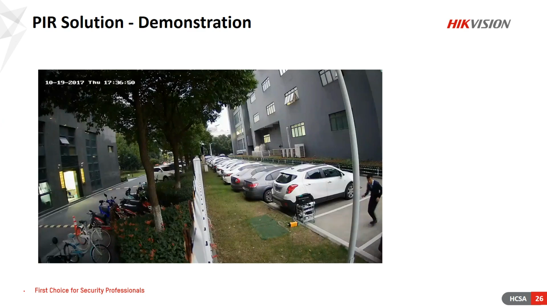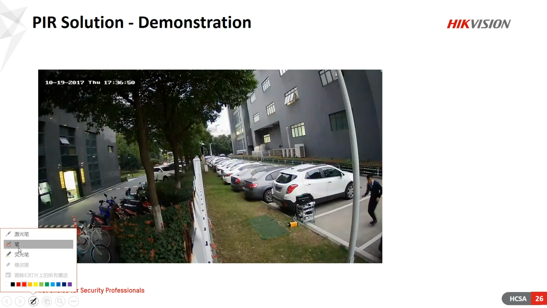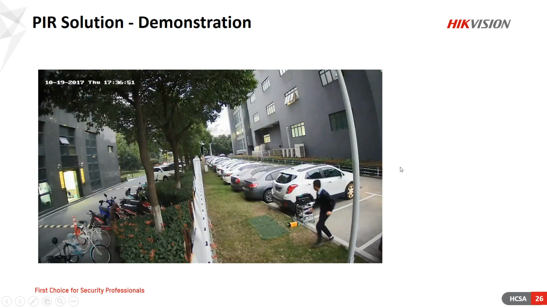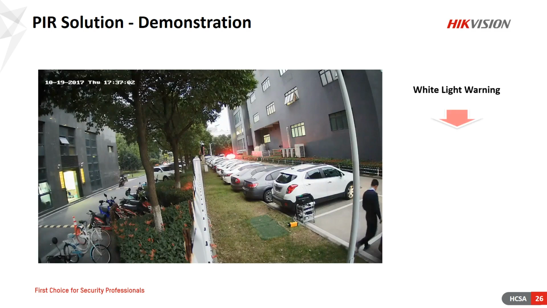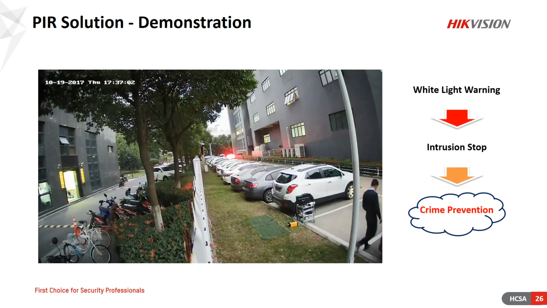So this is a small video. I'm going to show you how it works. Just like someone is going to try to climb over the fence, then the camera is going to detect him and it's going to flash a light as a warning to warn off the intruders. This is how it works. So the white light is going to warn off the intruders, to prevent the crime immediately.